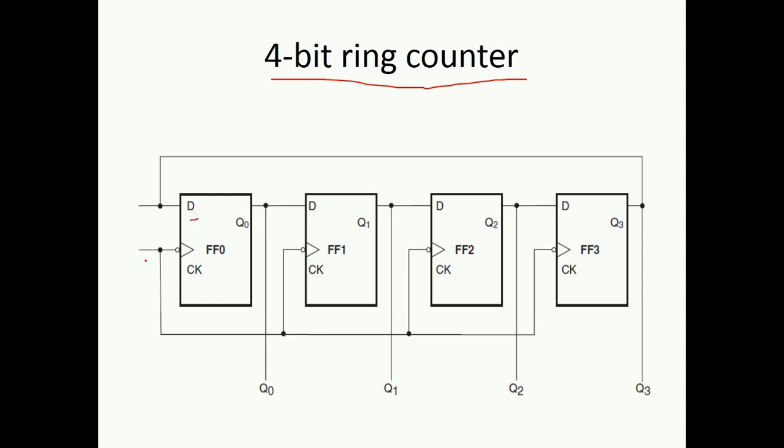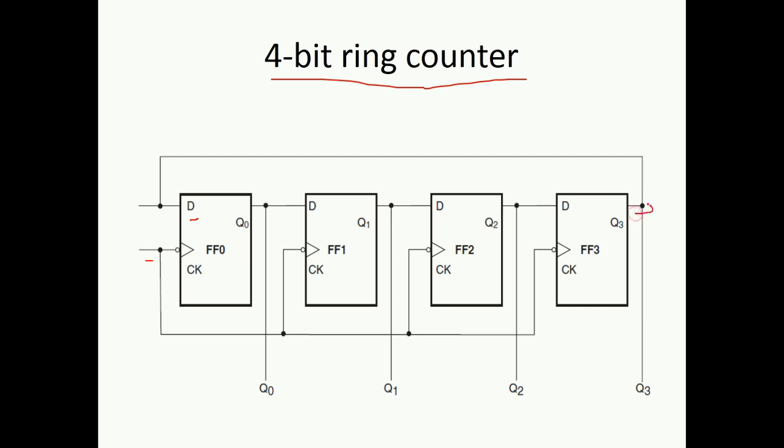First of all, the clock signal has been given to all the flip-flops, as we have already done in the case of shift registers. Q0 will be given as the input to flip-flop number 1. Q1 will be given as the input to flip-flop number 2 and Q2 will be given as input to flip-flop number 3. Now, what about the feedback circuit?